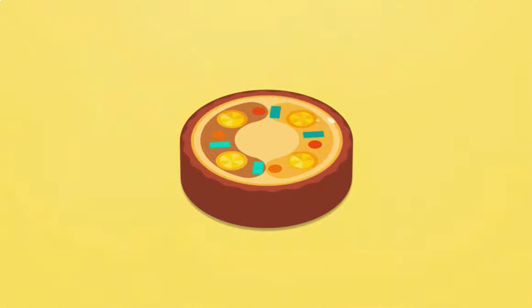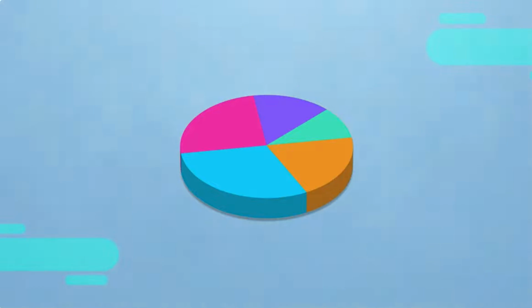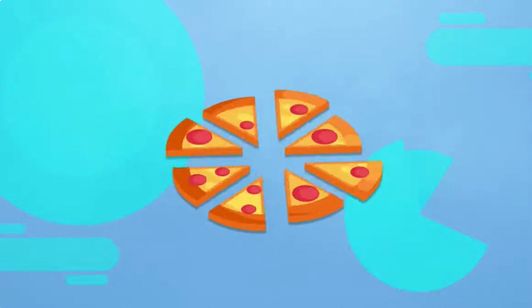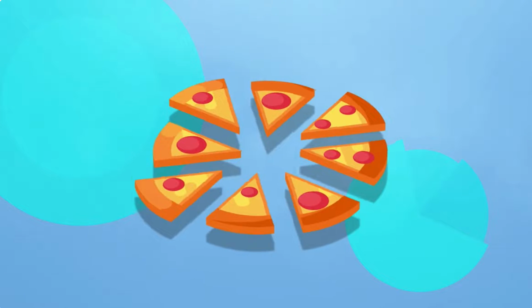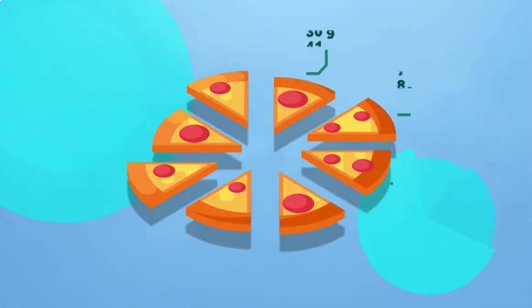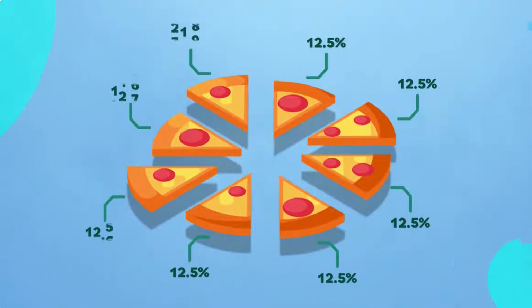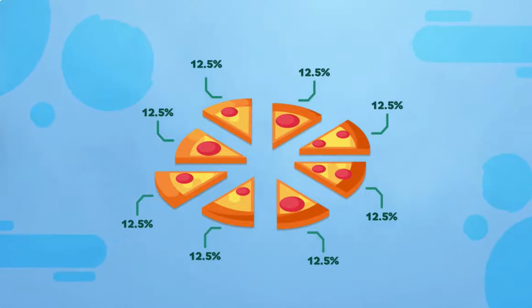A pie chart is a type of graph that's divided into slices, sort of like a pizza. Unlike other graphs, the values that make up each piece are expressed in percentages. Let's take a look at an example.